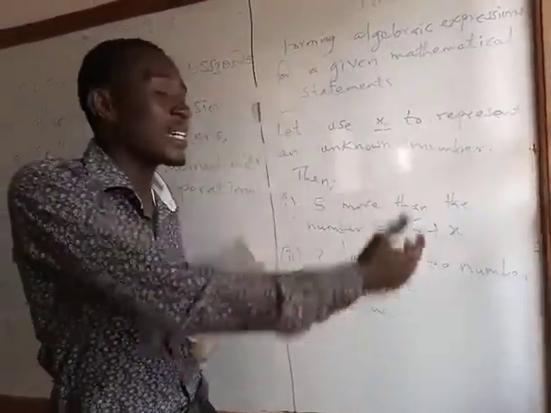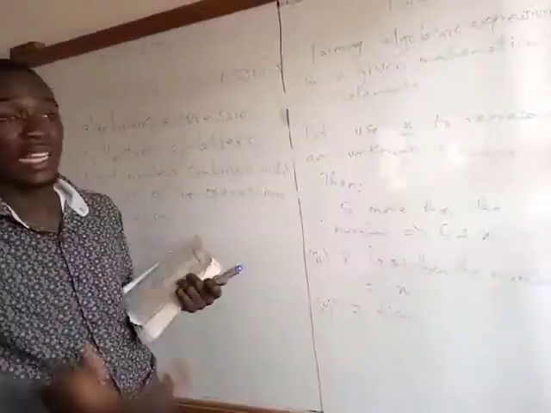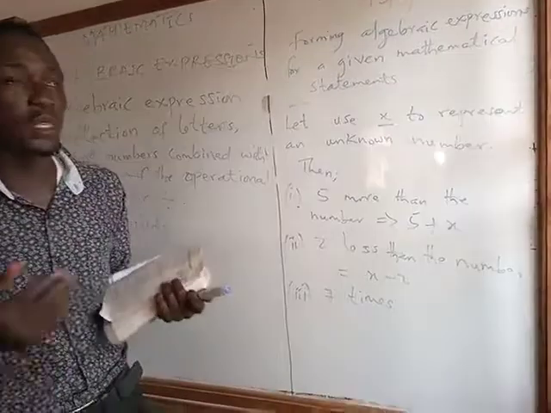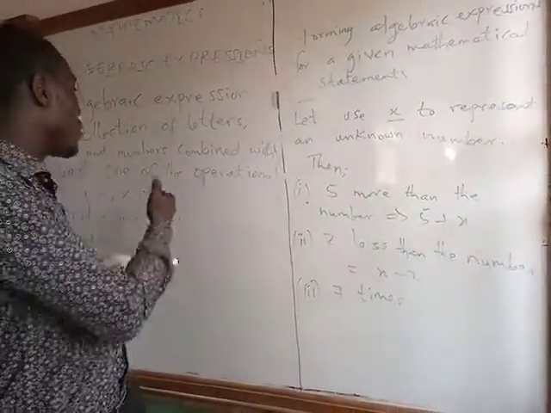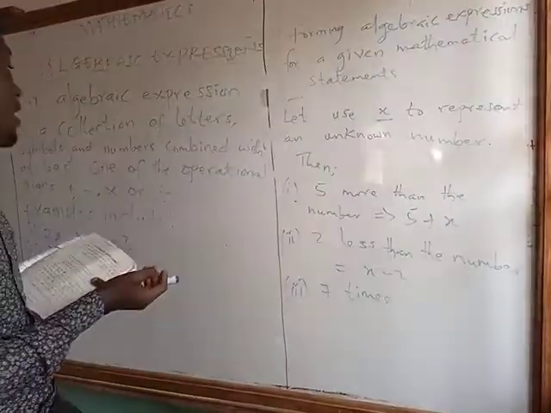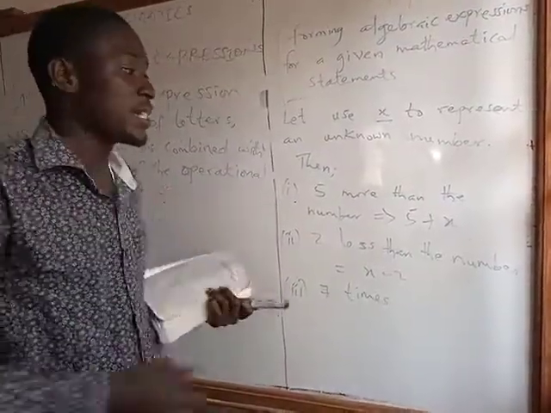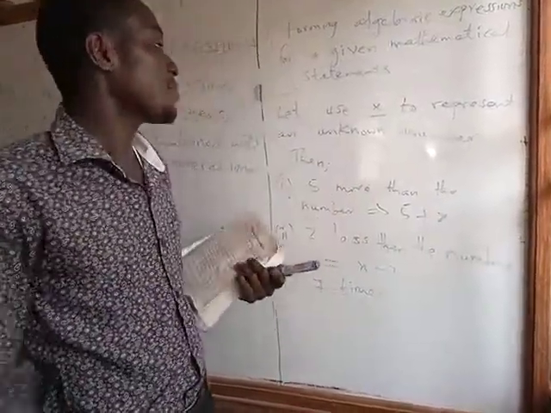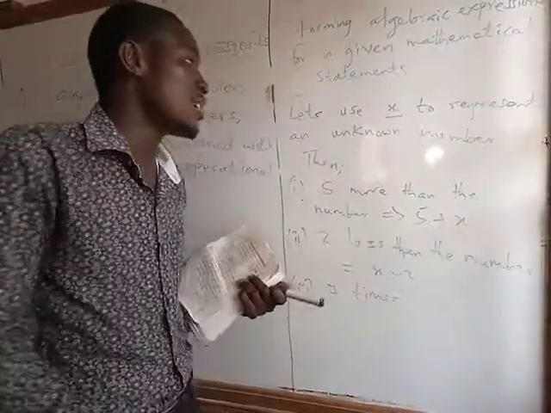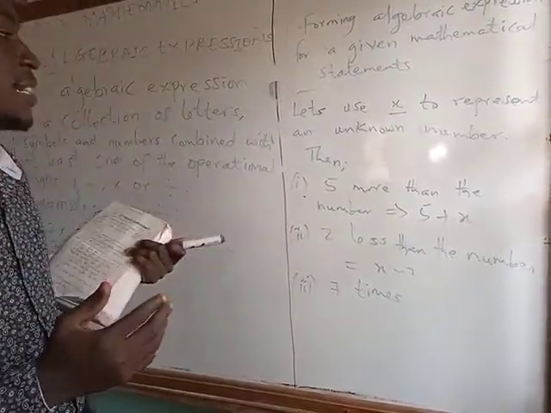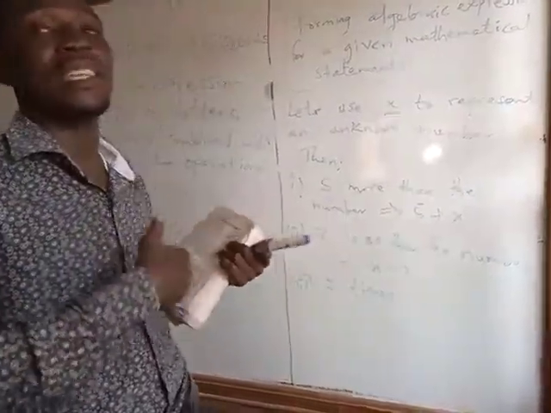So now we want to know how we can form algebraic expressions for a given mathematical statement. In case I give you a mathematical statement and ask you to represent it in the form of algebra, how do you do it? Like I said earlier, algebraic expressions always involve letters, symbols, operational signs, and numbers as well. So now, let's use x to represent an unknown number, any number you can ever think of, a certain number.